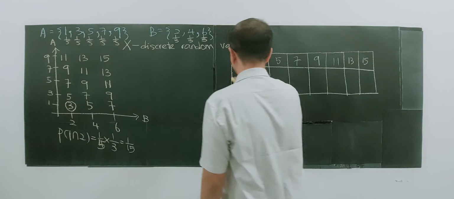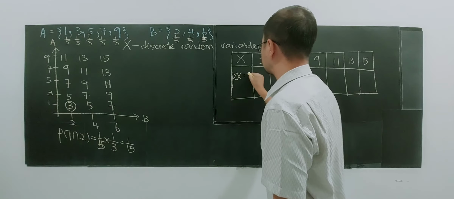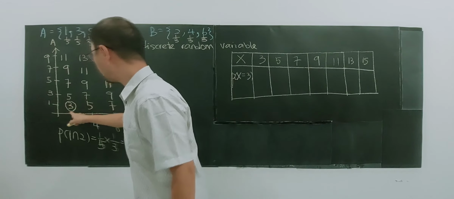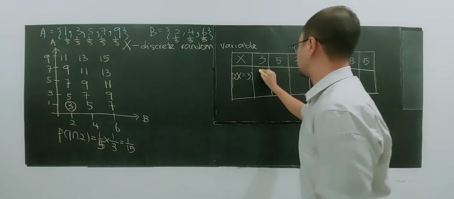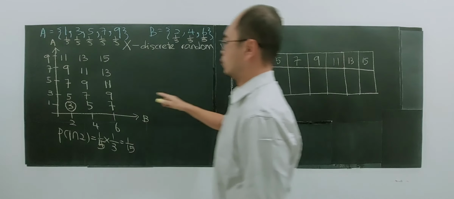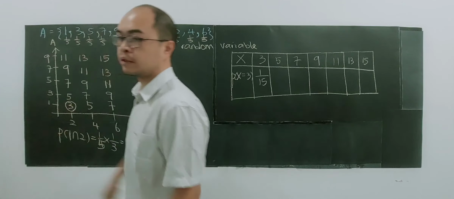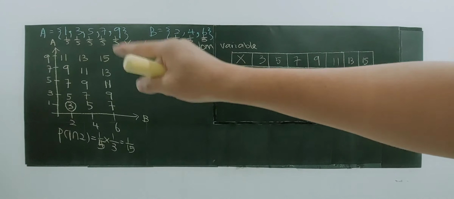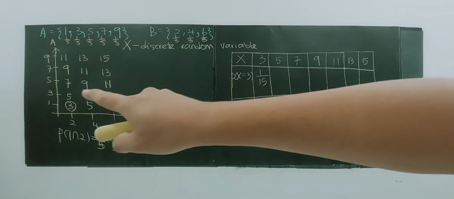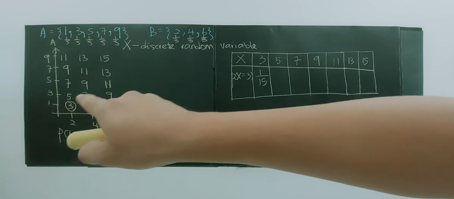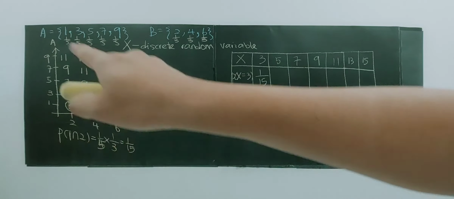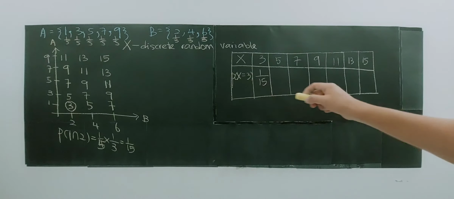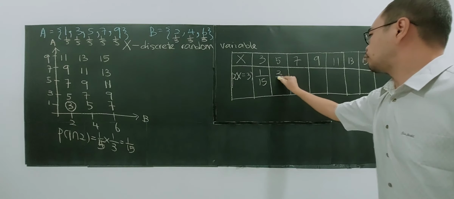The probability of getting score x equals 3: you have only one possibility. It's 1 out of the 15 numbers here. So it's easy if you're able to construct this. Now 5 has only 2 of them, 2 out of how many numbers here? 15, right? So it's 2 out of 15.